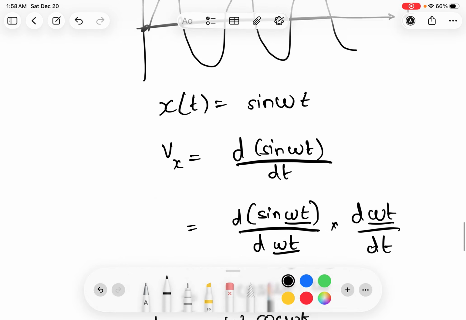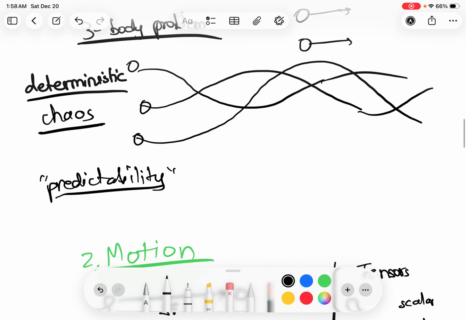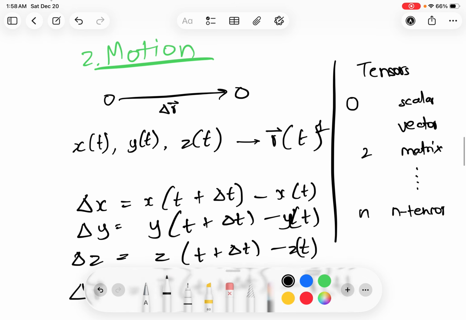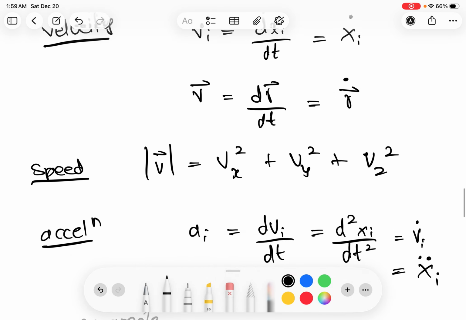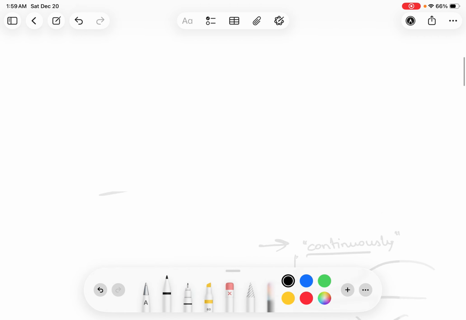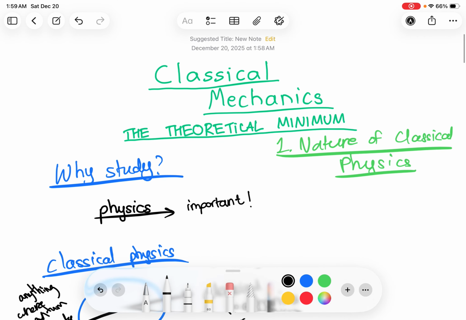So yeah, that completes this chapter. It's relatively short. We talked about position, velocity, and acceleration, and not much else. So the later chapters will go much more into the theoretical minimum stuff.